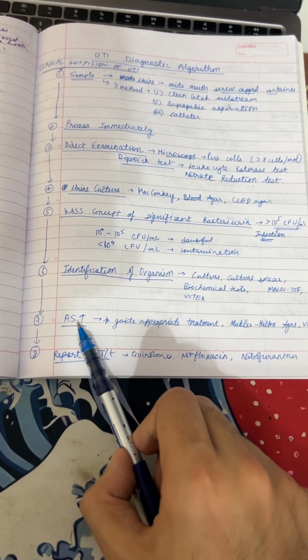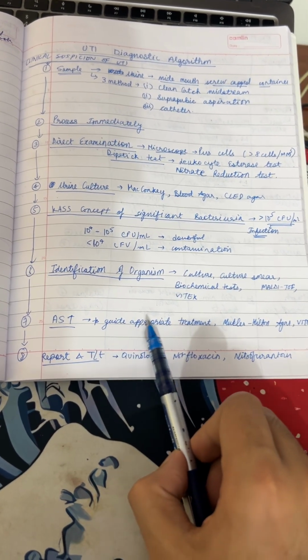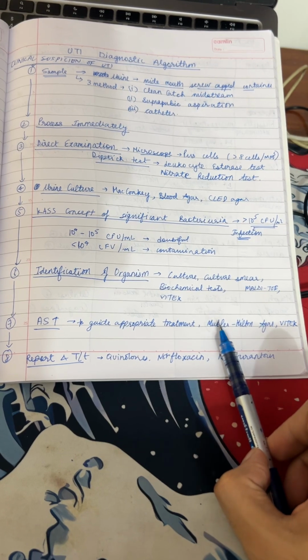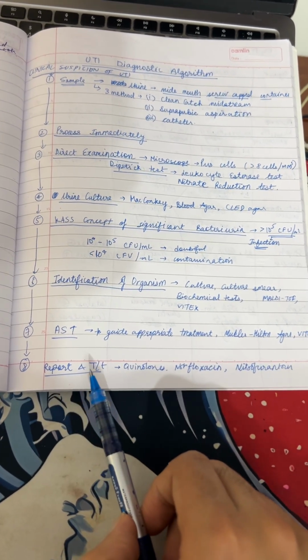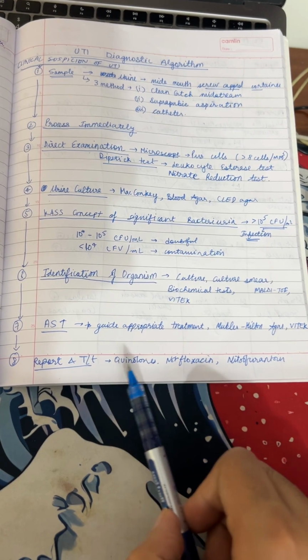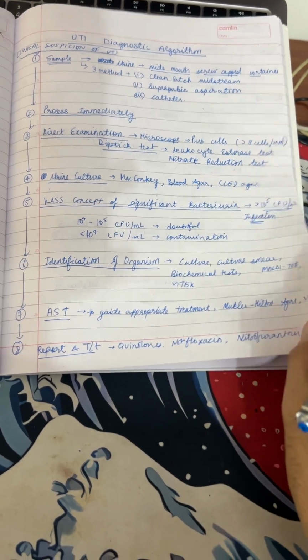Then we'll take it for antimicrobial susceptibility testing. For appropriate treatment, we do it using Mueller-Hinton agar or Vitek. Then we'll report and do the treatment. For treatment, we use quinolones, for example, norfloxacin, or nitrofurantoin.